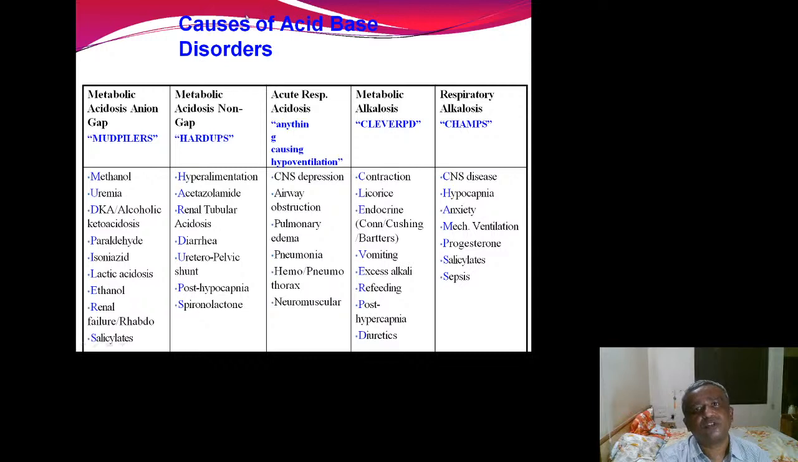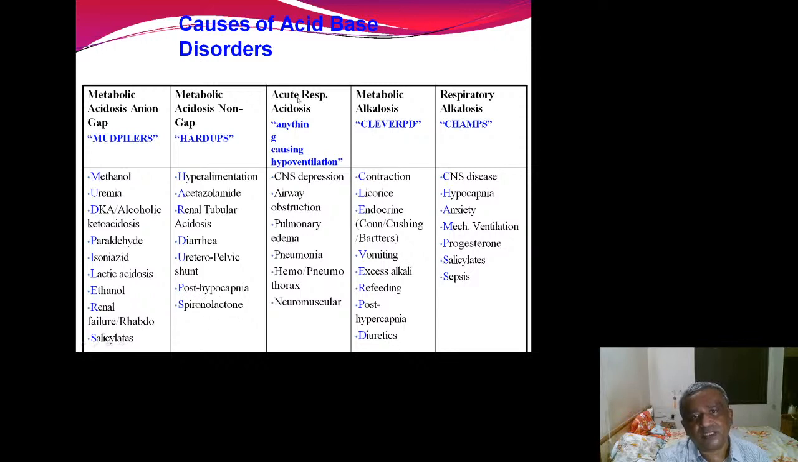Now, the causes of acid-base imbalance, just remember by these mnemonics. Metabolic acidosis with anion gap: MUDPILES. Methanol, uremia, DKA or alcoholic ketoacidosis, paraldehyde, isoniazid, lactic acidosis, ethanol, renal failure, rhabdomyolysis, and salicylates. So, MUDPILES. Metabolic acidosis with normal gap is HARDUPS: hyperalimentation, acetazolamide, renal tubular acidosis, diarrhea, ureteropelvic shunt, post-hypocapnia, spironolactone.